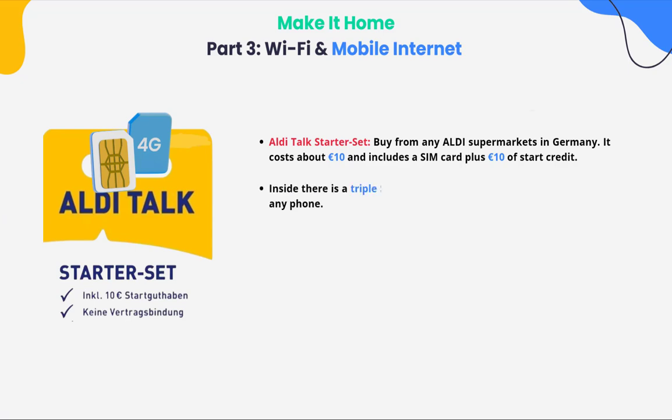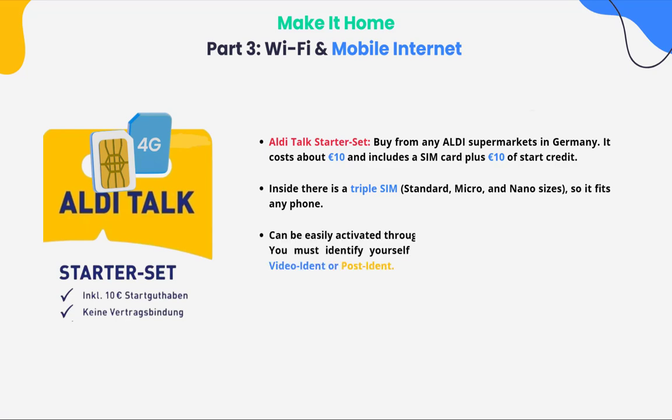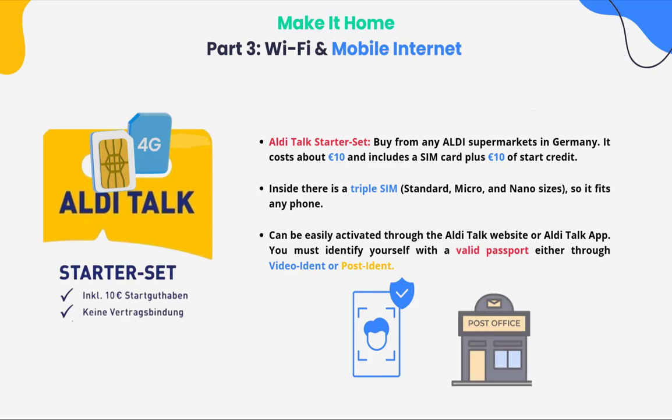The kit comes with a triple SIM card covering standard, micro and nano sizes, so it fits any phone. Activation is simple. You can do it through the Aldi Talk website or the app. You will need a valid passport for identification, and it can be done either by video or at a post office in person. We recommend using the app and do video identification, where you will show your passport on camera to an employee and your SIM card is activated within the same day.